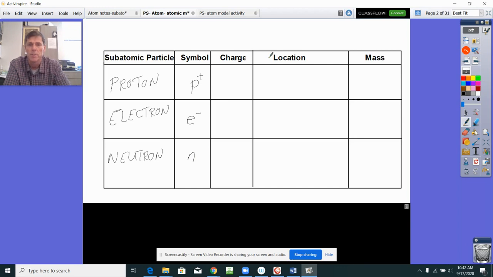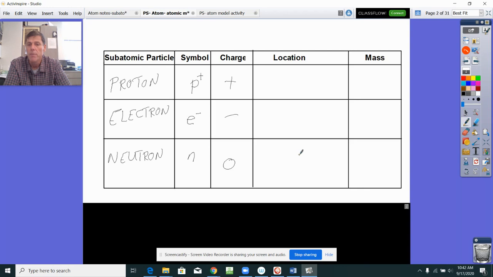Now, the charge. If we look at a proton, pro actually means positive. Okay, if you're pro something, that means you're for it. So a proton has a positive charge. Electron, if you look at the symbol, kind of gives it away. It's a negative. Neutron, the root of neutron is neutral. So we say it has 0 charge.